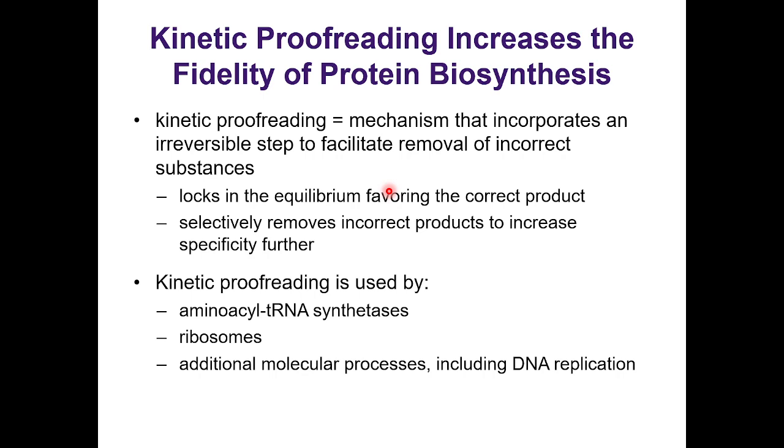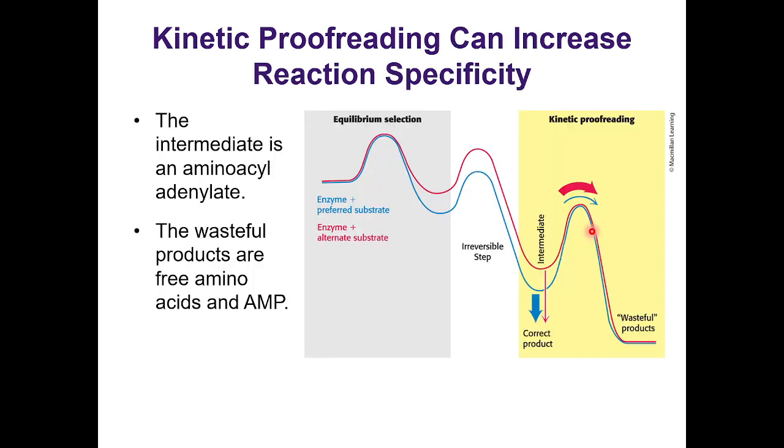So the kinetic proofreading is also going to increase the fidelity of your protein biosynthesis. Kinetic proofreading is going to be the mechanism that incorporates the irreversible step to facilitate removal of incorrect substrates. This locks in the equilibrium, favoring the correct product. The selectivity is going to remove incorrect products to increase specificity further. Kinetic proofreading is actually used by the aminoacyl tRNA synthetase. It can be used by ribosomes. It can be used by additional molecular processes. For example, DNA replication uses this as well.